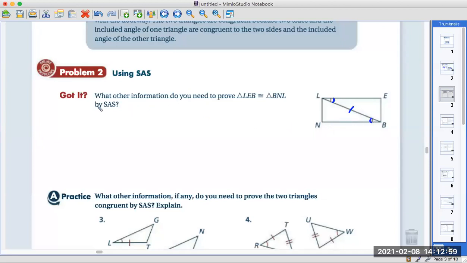So what else do we need? We've got a side and an angle. We need another side. Which side? Is it important? Yes, because our angle has to be included between the two sides. So we need this side LE and this side NB to prove it.